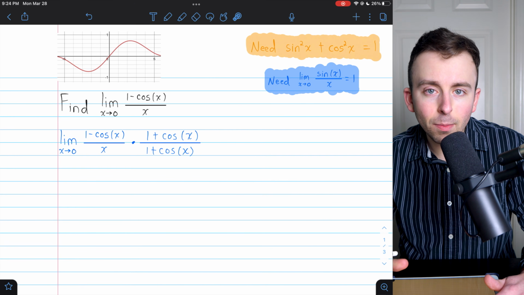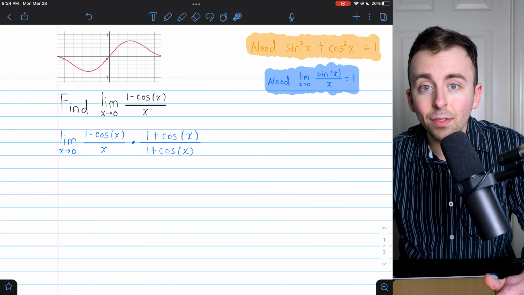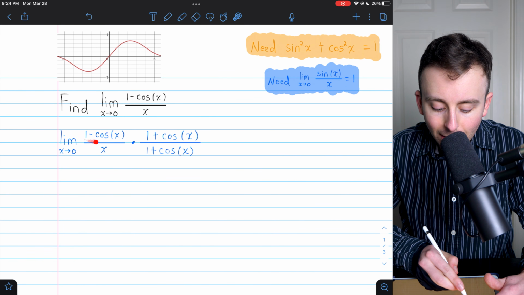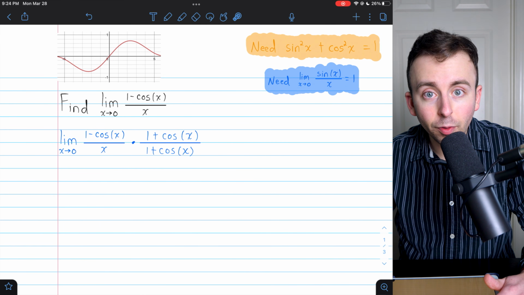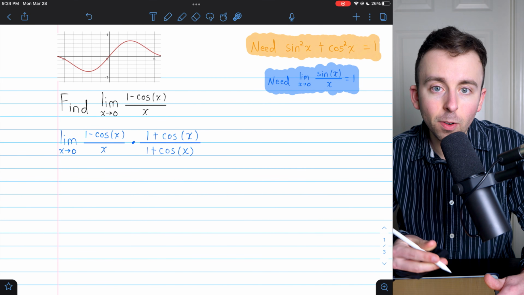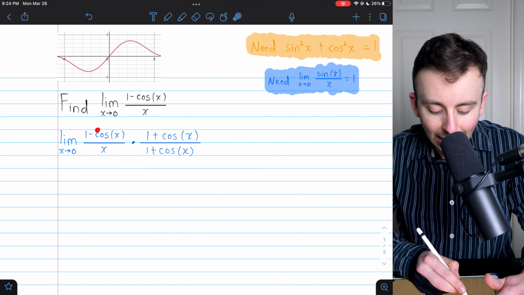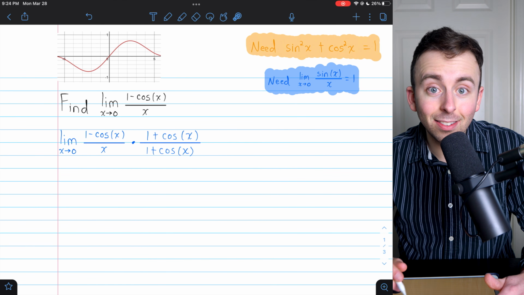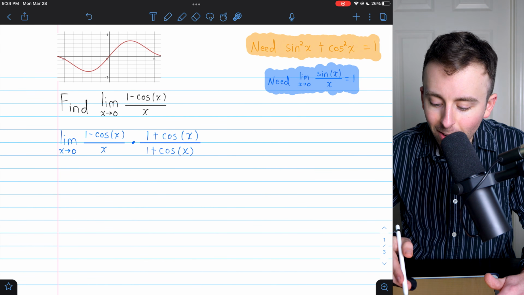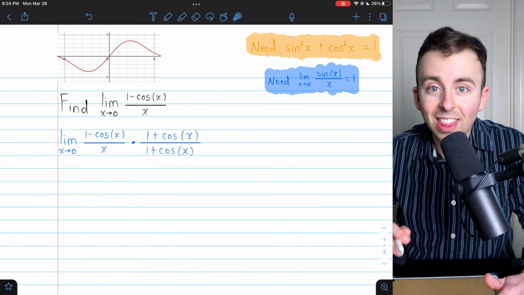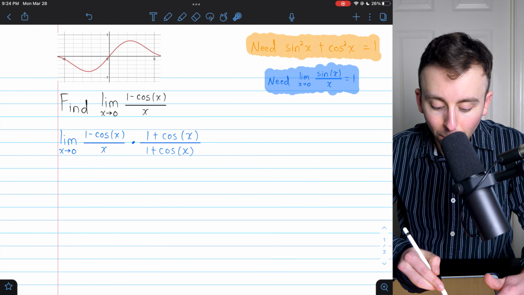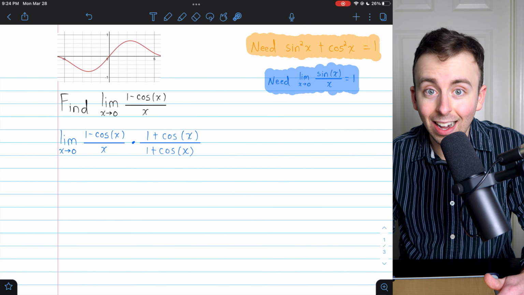The conjugate can be useful when you would rather have the difference of squares. So instead of 1 minus cosine x, I might prefer to have 1 squared, which is just 1, minus cosine squared. The reason I'd prefer that is that with 1 minus cosine squared, I'll be able to use the Pythagorean identity to make a substitution, and multiplying by the conjugate is going to get us there.